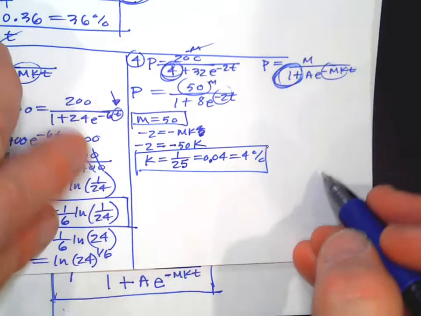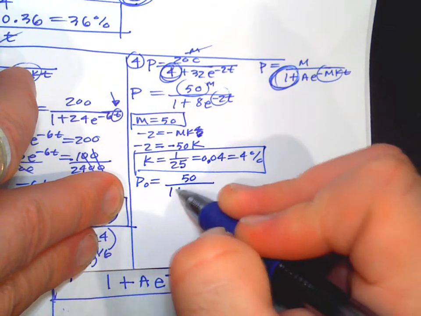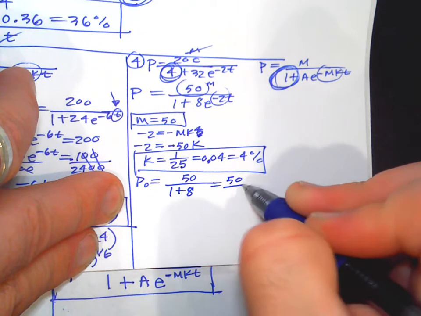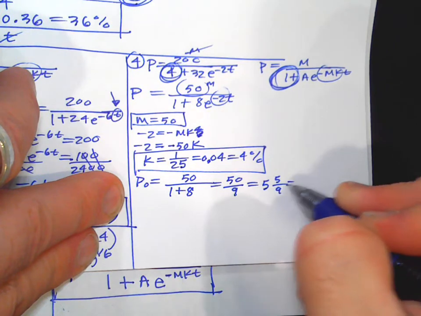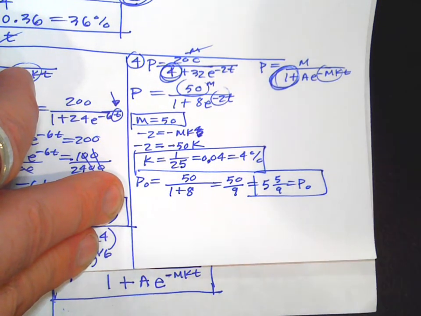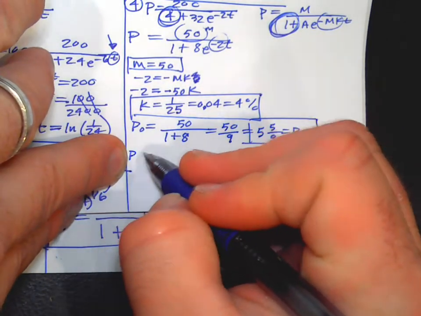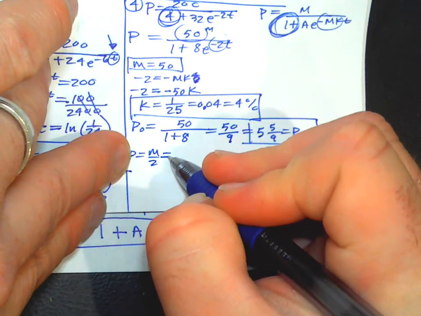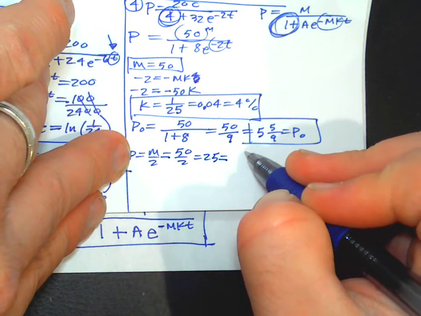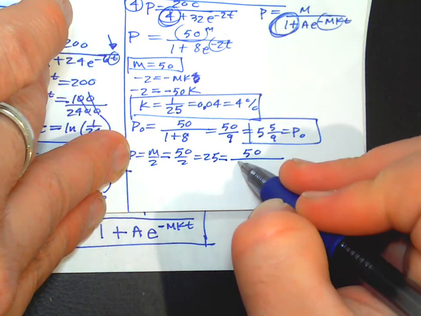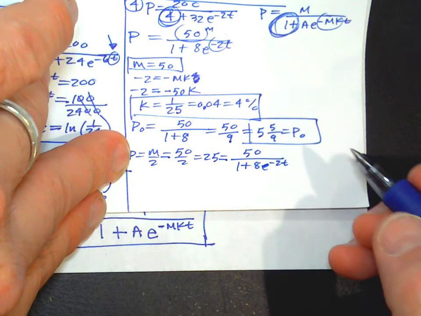The initial population is easy. P naught equals, you just plug time 0 in and get 50 over 9, or 5 5/9 for the initial population. And then the time of max growth is going to happen when the population is half the carrying capacity. So 50 over 2 equals 25. And you're going to set it equal to, I would go with your new version. It's just the numbers are smaller. You could go with the original if you want. The new one's the same thing.